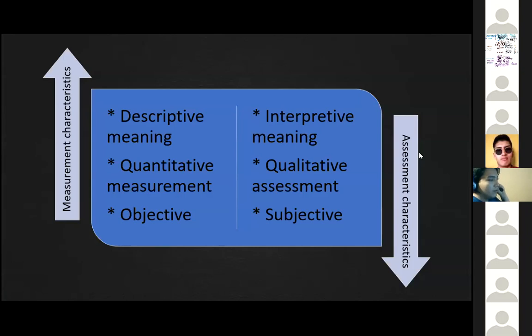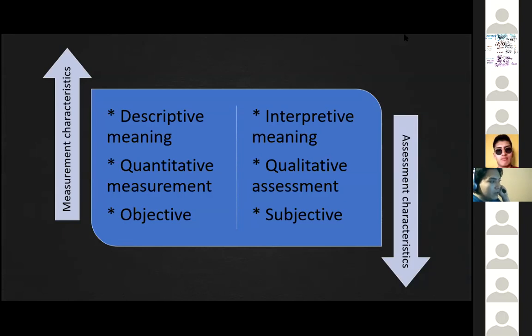Here we have some characteristics. The measurement characteristic is descriptive meaning. The descriptive meaning only describes the state of the measured object. On the other hand, the assessment characteristic is interpretive meaning: assessment provides information about the state of things through the interpretation of measurement results.